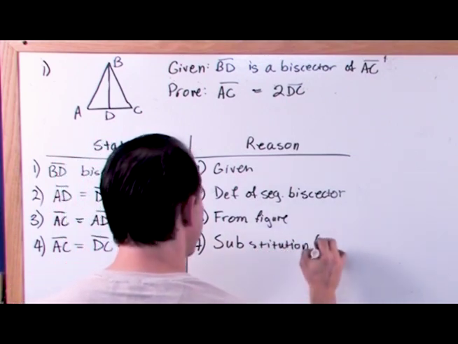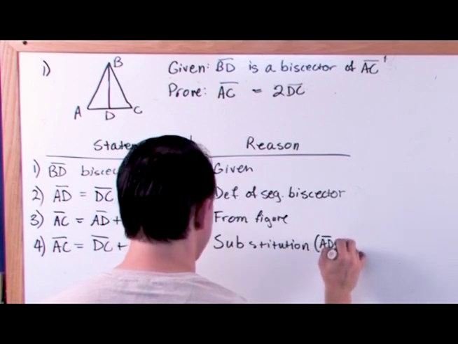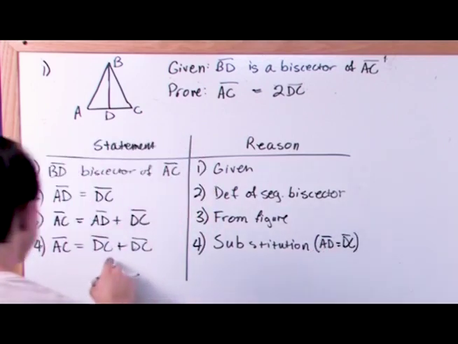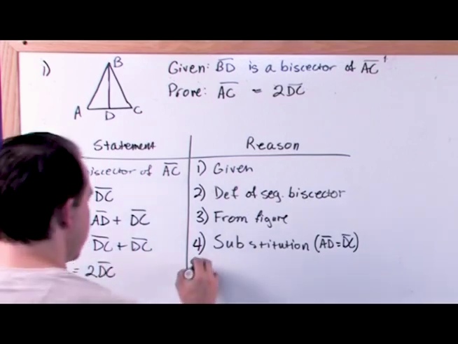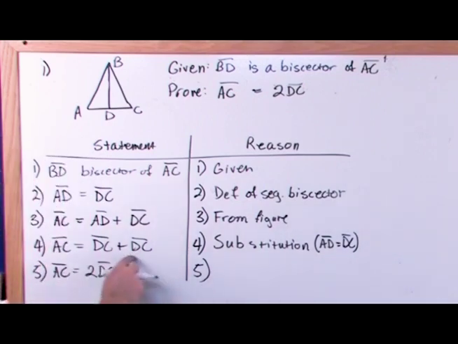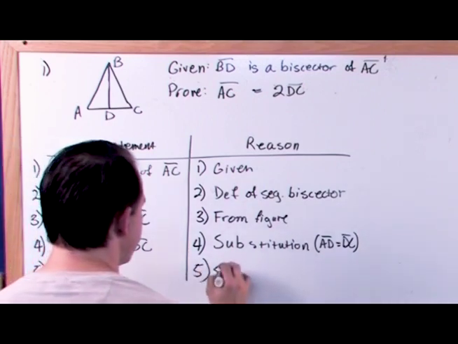And what we substituted was AD is equal to DC. So we actually put that in here. And then 5 AC is equal to 2 DC. And that's just because DC plus DC is 2 DC. So that's just a simplification.